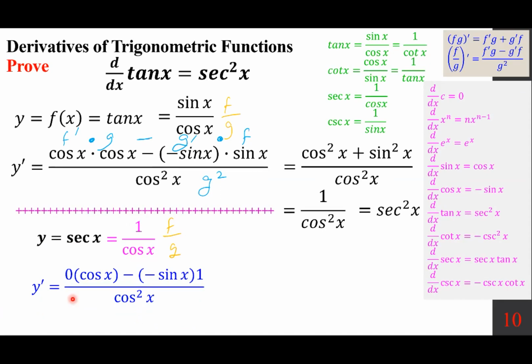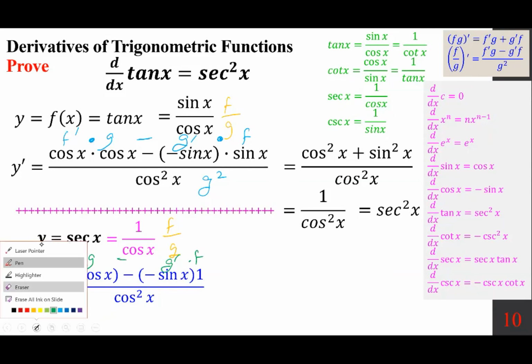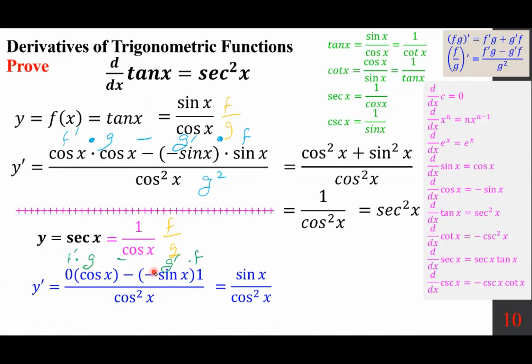And again, let me write the information at top. So this is f prime g minus g prime f, which gives us, this is 0, this is negative, and negative is positive. So we make it sine x over cosine squared.